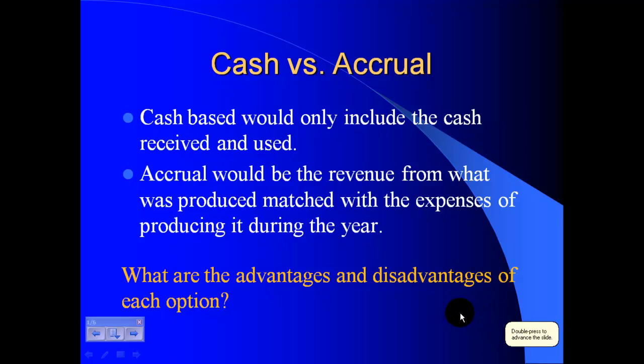So the next thing to think about with the income statement is cash versus accrual. Cash basis would only include the cash received and used. Accrual would be the revenue from what was produced matched up with the expenses of producing it during the year.